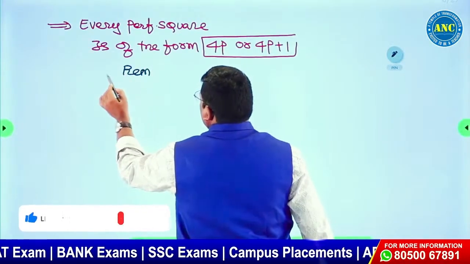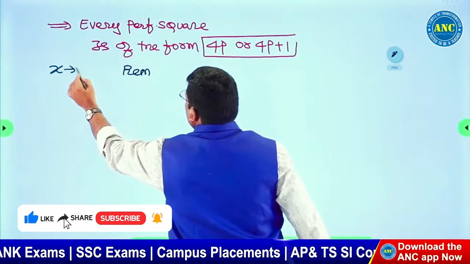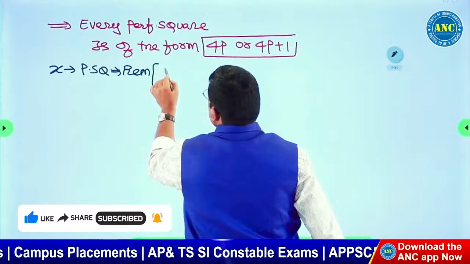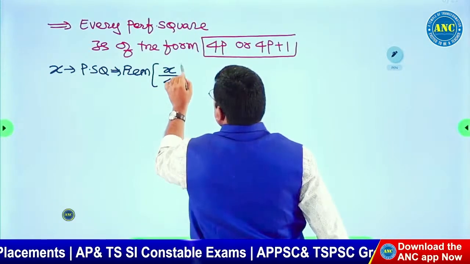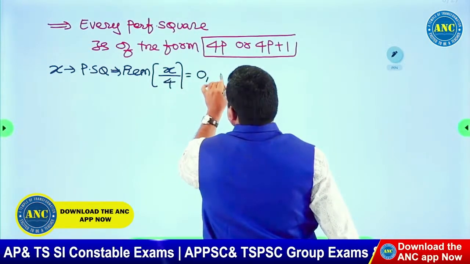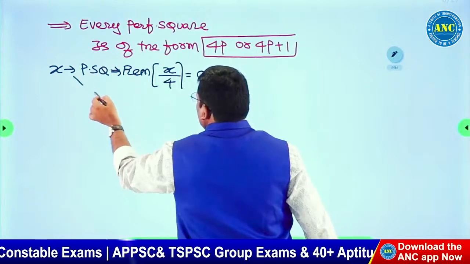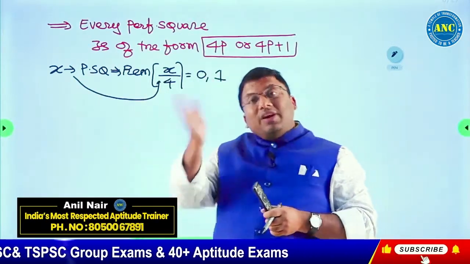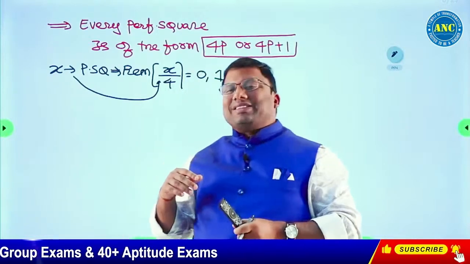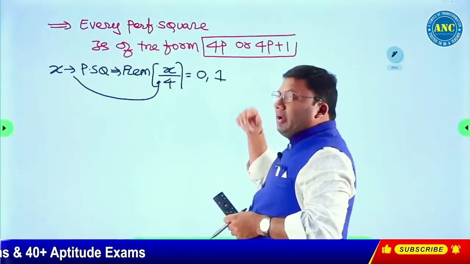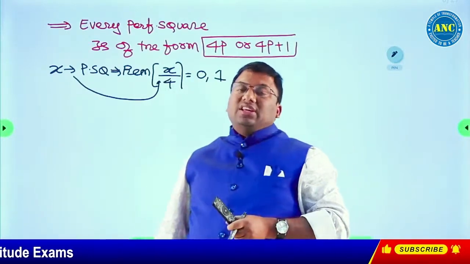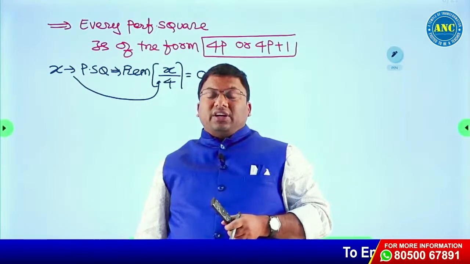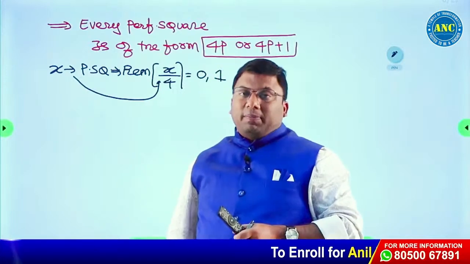If x is a perfect square, x when divided by 4, the remainder should be either 0 or 1. If this is true, this will be true. Don't do the inverse of that statement. What is the inverse? Sir, the number is 33. 33 is of the form 4 into 8 plus 1. You said that 33 is a perfect square, but 33 is not a perfect square.